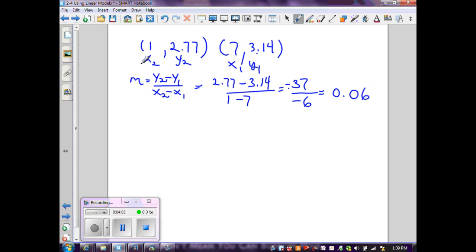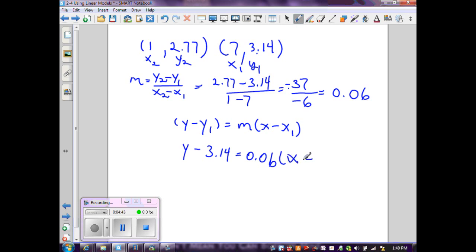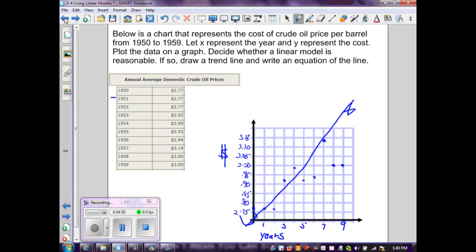Now, all I need to do is to plug one of these points into the point slope formula with our slope. Recall that our point slope formula is y minus y1 equals m times x minus x1. When I substitute y minus, since I have y1, I will use my y1 ordered pair, but it doesn't matter which one you use. I'm going to get y minus 3.14 equals 0.06 times x minus 7. And that is the equation that represents my trend line on this slide.